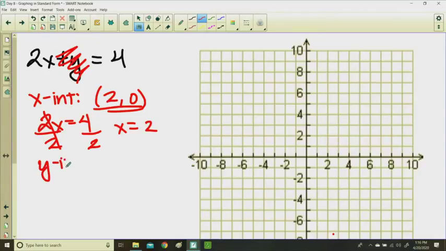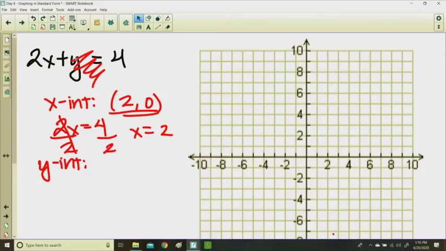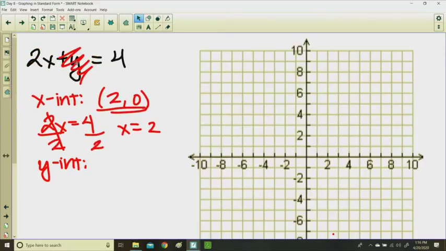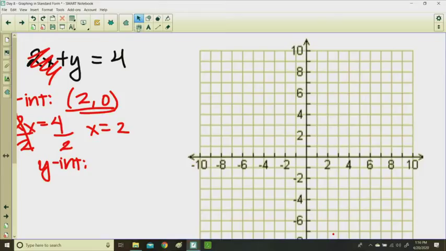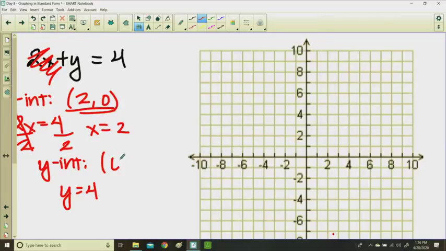And my y-intercept. This one, cover up x. Then I'm going to need to go ahead and put that. This one's easy. It's just going to be y equals 4. And I'm done. I don't need to do anything. So it's going to be (0, 4). Done.